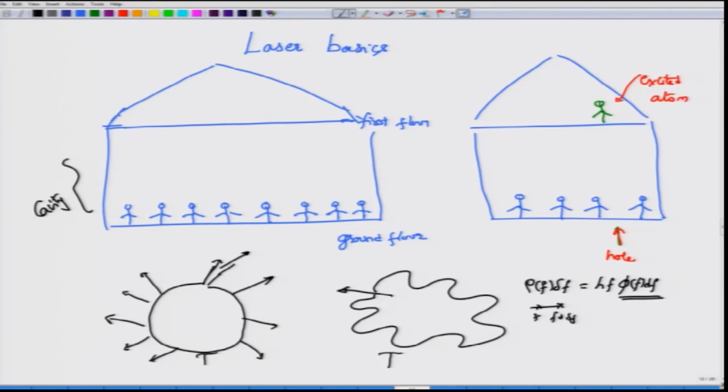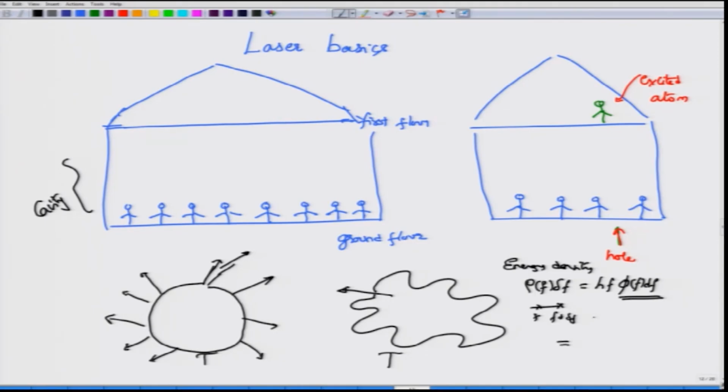So, phi f df is the photon density in the frequency range f to f plus delta f, and hf is the energy of the photons. The product of these two is the total energy density. Okay. This is the energy density that we are talking about, and this, as I told you, is completely a characteristic of the black body temperature itself.